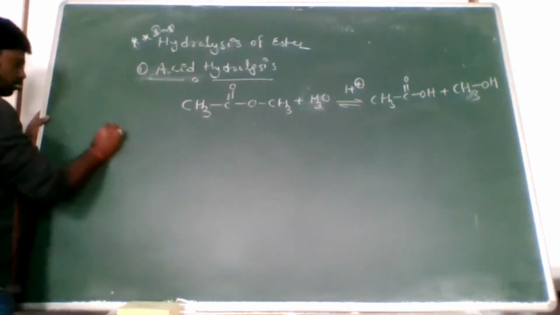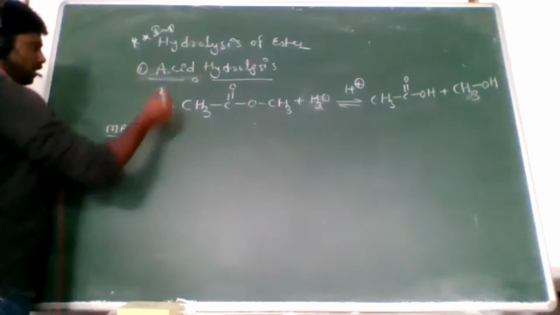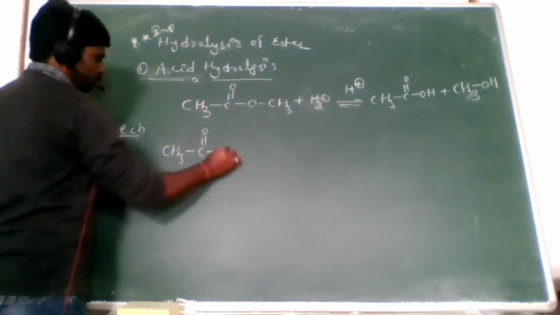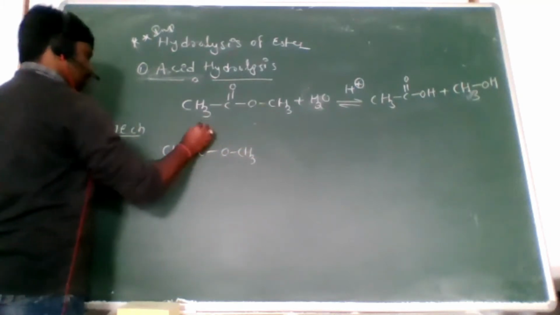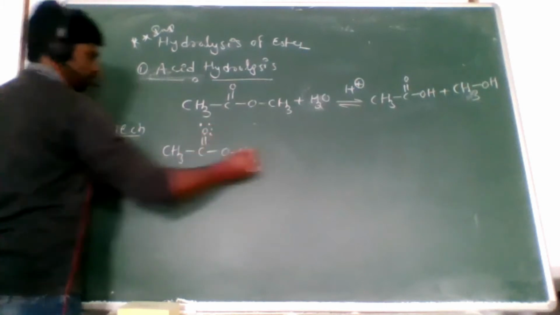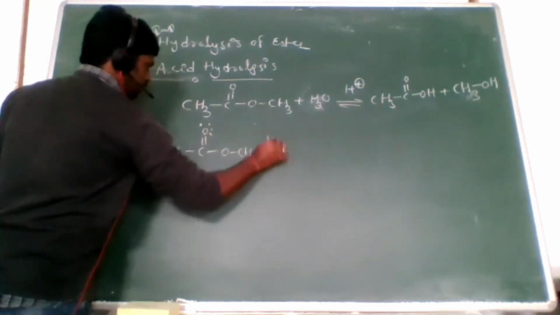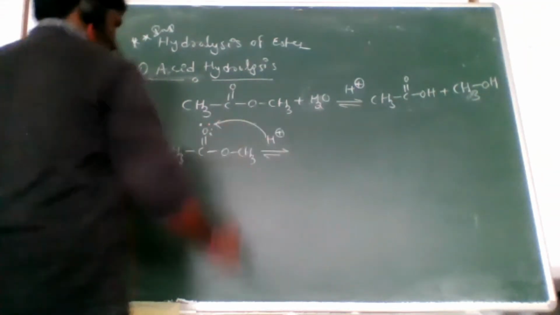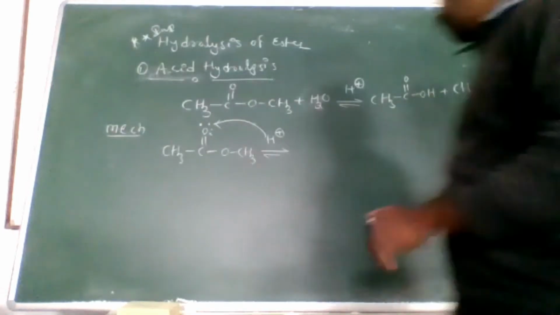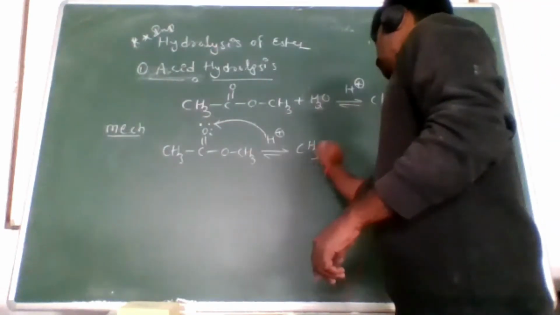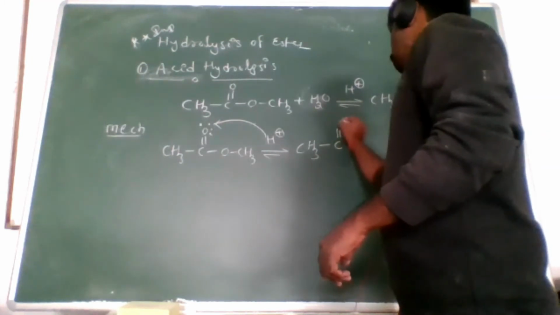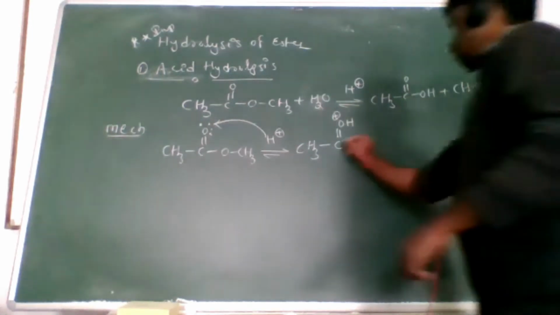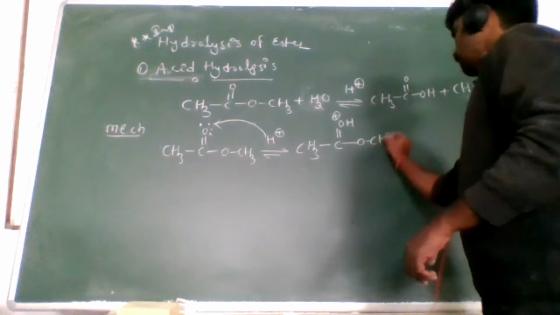Now this is the common reaction of acid hydrolysis of ester. I go for the mechanism, how it is formed. Look here, CH3, C double bond O, CH3. Here the oxygen contains a lone pair of electrons. Now it is in the acidic condition, yes, acidic condition. So the H plus is taken by the oxygen. C double bond O, H, here is the positive charge. Now the remaining is O, CH3.